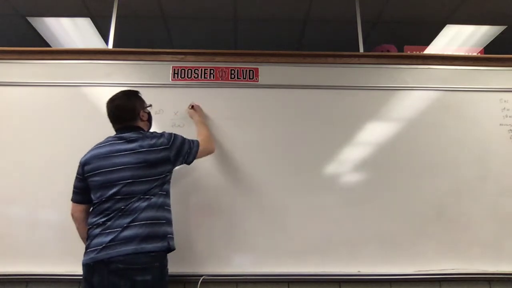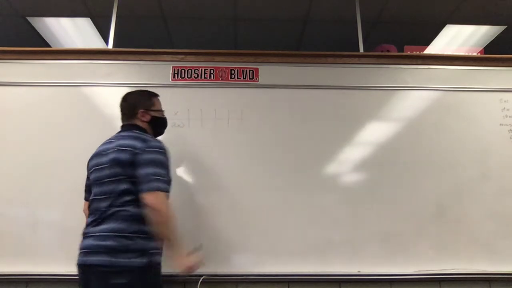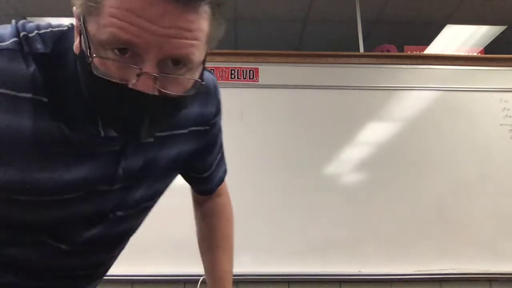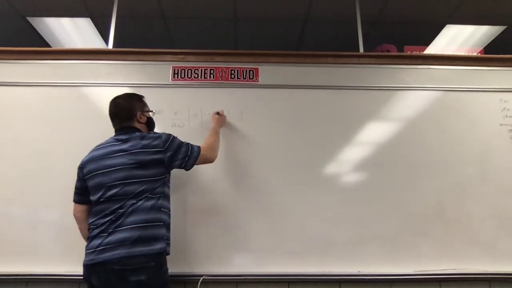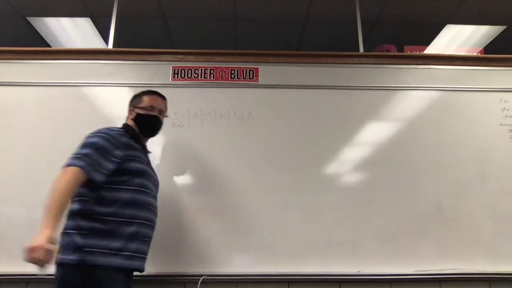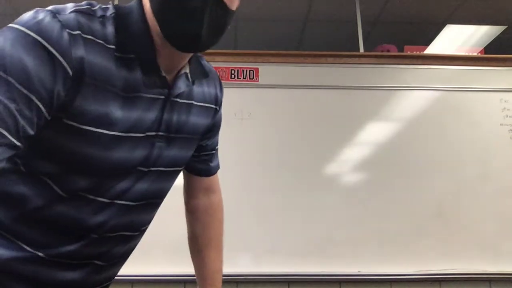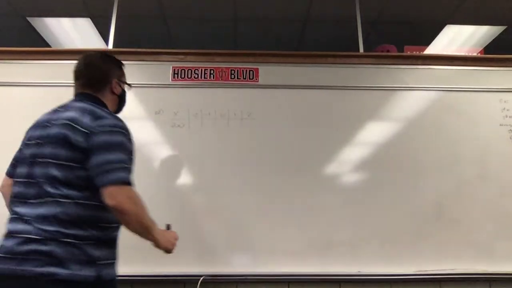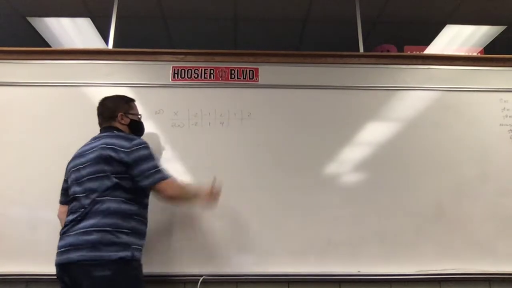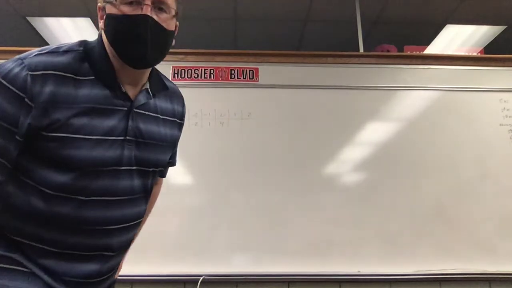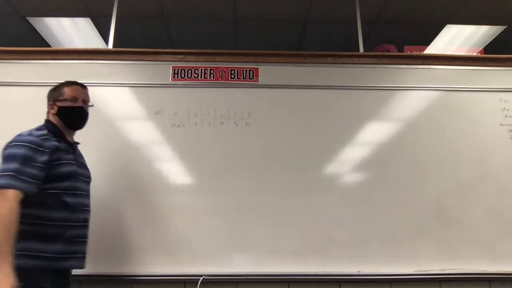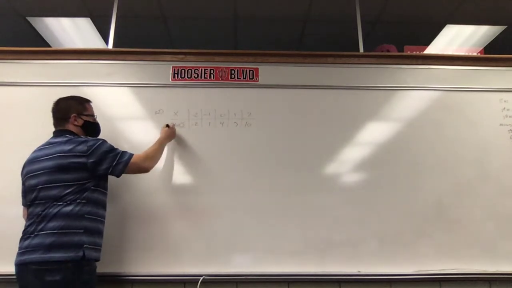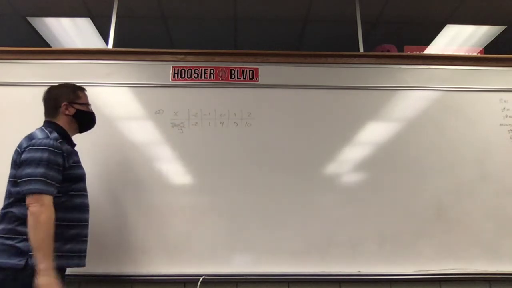X and f of x. And what are the numbers here? x: negative 2, negative 1, 0, 1, 2. And f of x: negative 2, 1, 4, 7 and 10. Okay, to make it easier, when you see f of x, what are we going to do? We're going to cross that out and make it a y.